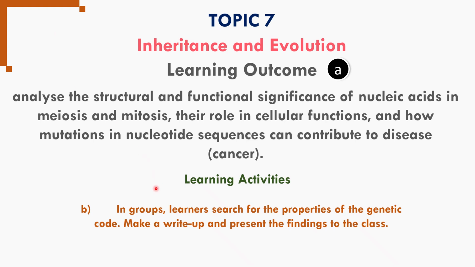I welcome you to topic 7, inheritance. We are looking at learning outcome A, analyze the structure and function significance of nucleic acid in meiosis and mitosis, their role in cellular function, and how mutation in nucleotide sequence can contribute to diseases like cancer. The learning activity today is part B. In groups, learners search for the properties of genetic code, make a write-up, and present their finding in class.